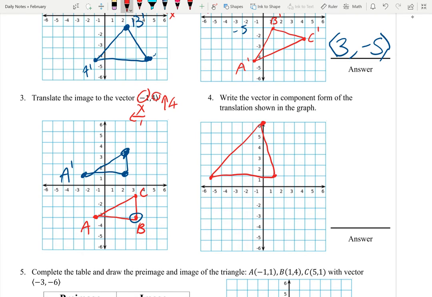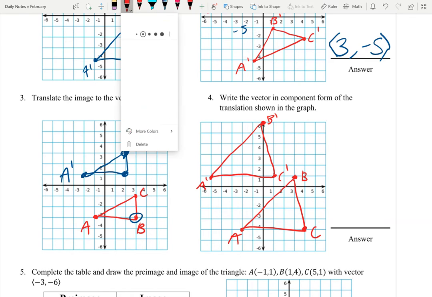So this is actually the image because it's A prime, B prime, and C prime. And the other triangle is a pre-image: -2, -4, 3, 1, and 4, -4. So this is actually the regular pre-image. This is A, B, and C.